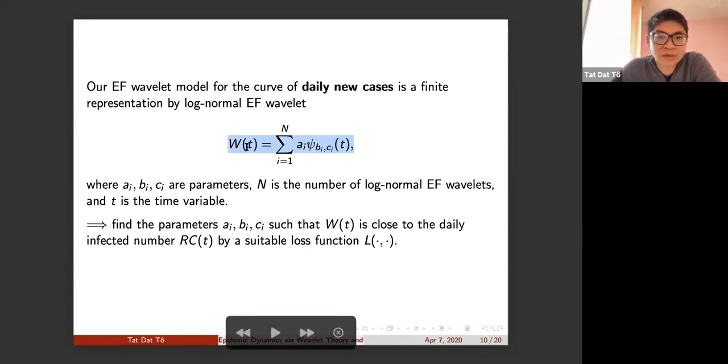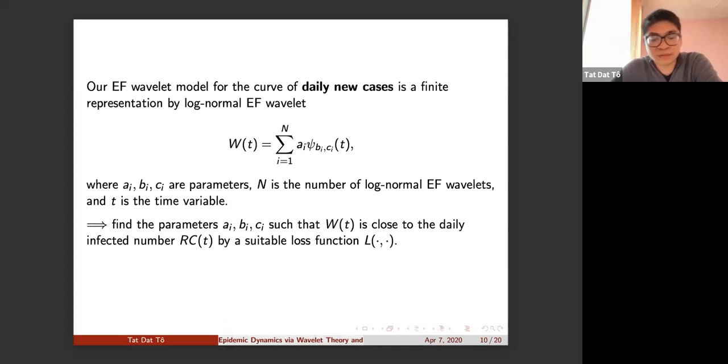To compare W(t) and R(t), we must have some loss function. A loss function is a function which measures the difference between two numbers. For my experiments, I will use the Euclidean distance function as the loss function. You take W(t) minus R(t), squared, and then I minimize this quantity when t runs from the first day to some number of days. t is the variable running over an interval of times.